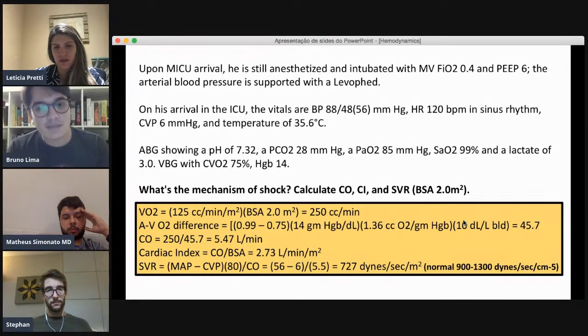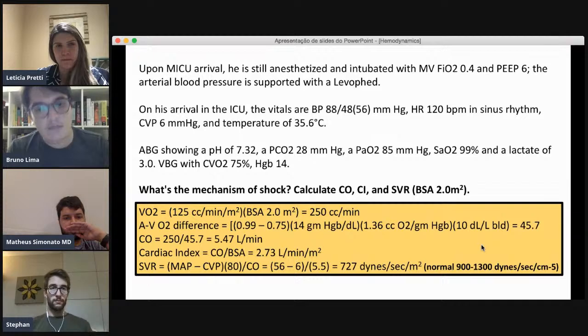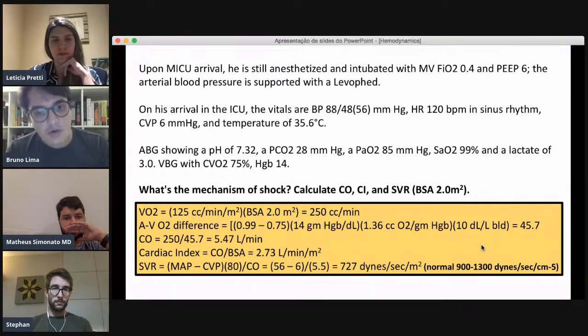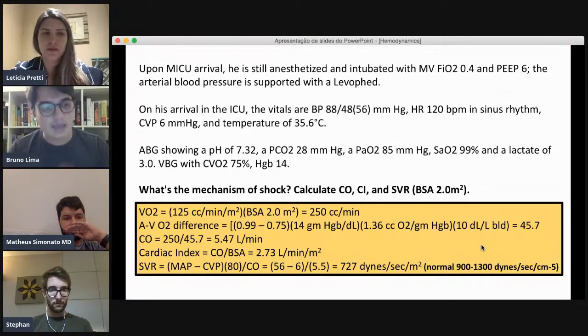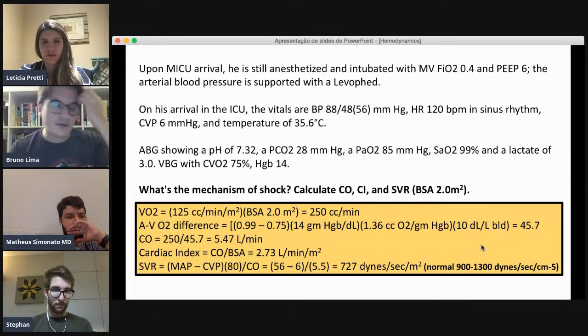And you divide that by his body surface area, the BSA that I gave here, that is based on his weight and height, and you're going to have 2.73 liters per minute per meter square. So a cardiac index above 2.2 is normal. Okay, so he has a normal cardiac index. So clearly this is not a shock that is of cardiogenic origin.